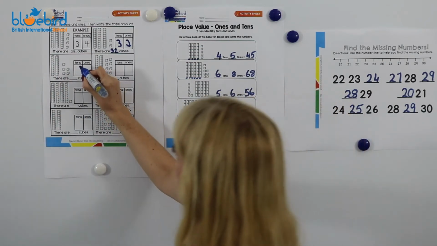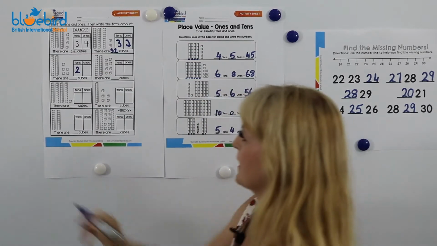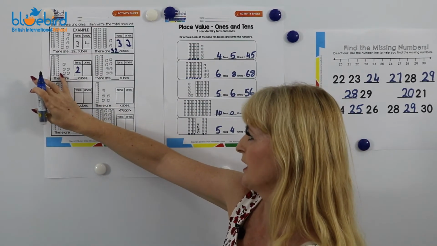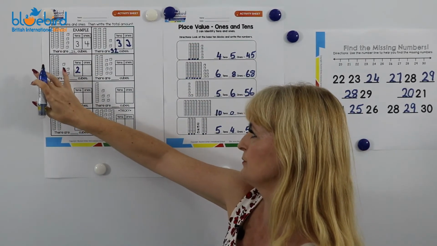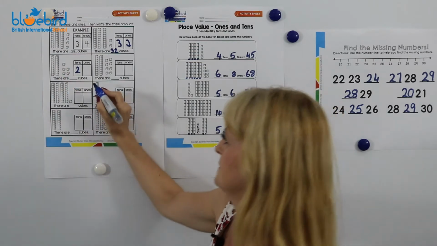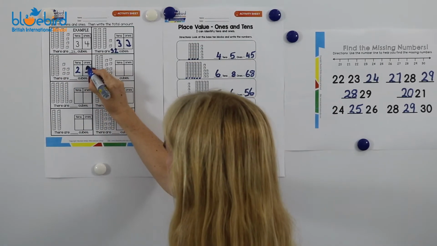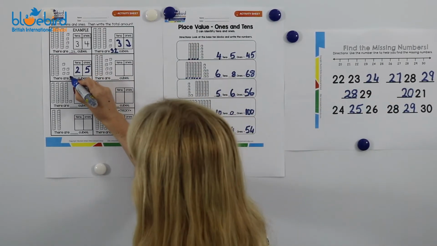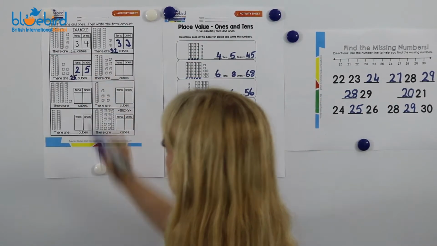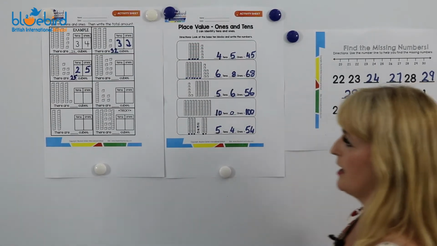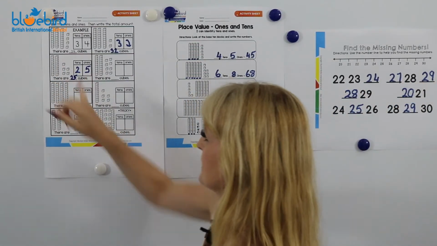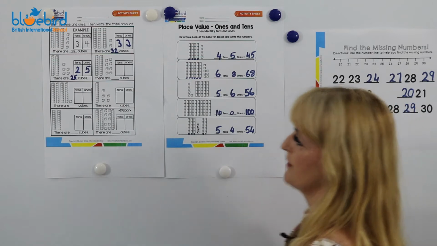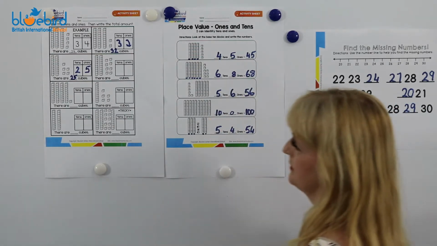So we write number 2. And single ones, we look at our single 1 blocks. 1, 2, 3, 4, 5. Okay, so there are 25 if we put them together. And always remember, if you were to count every single block, you would get the same answer. So it's just a way of helping us to count the numbers.